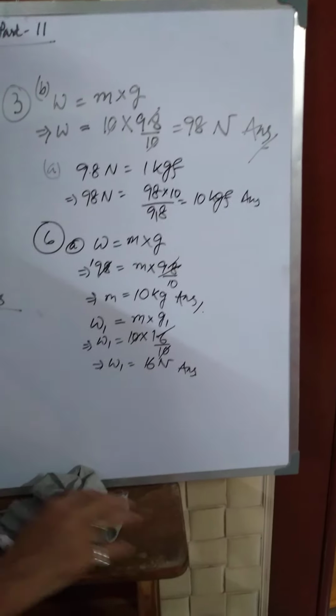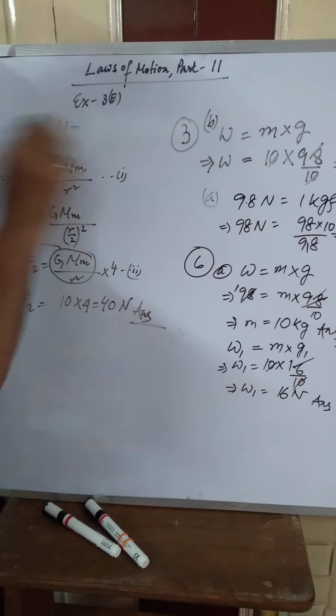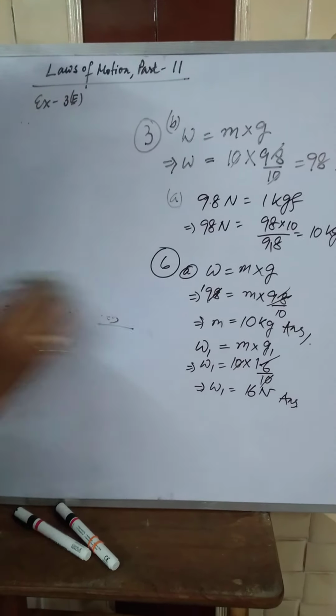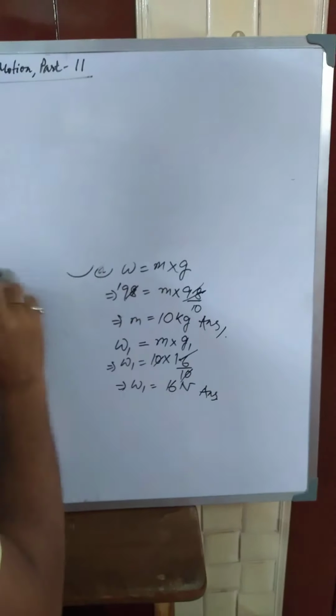Okay, next, consider question number 9: a ball is released from a height and it reaches the ground in 3 seconds. g is equal to 9.8 meter per second square. Find the height from which the ball was released.